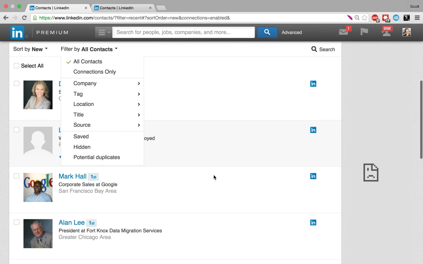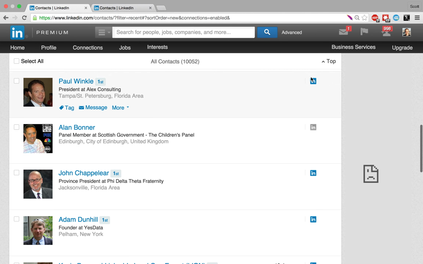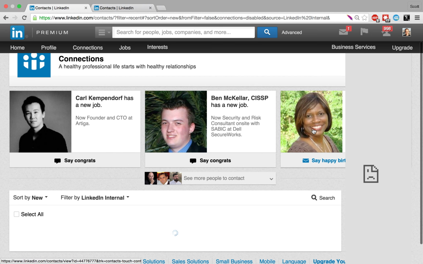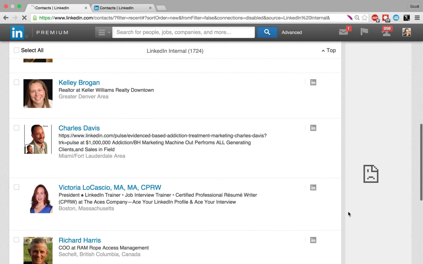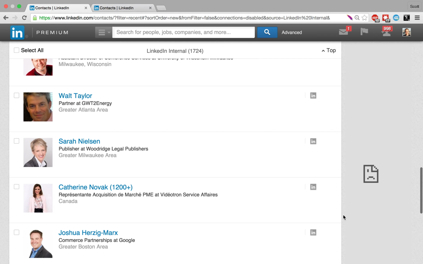Now, you might be wondering how to get there a different way. Just keep on scrolling down until you see a gray icon, and then click that, and that's basically the secret way to get there. Now LinkedIn is only showing you connections or contacts that are not your first degree connections.